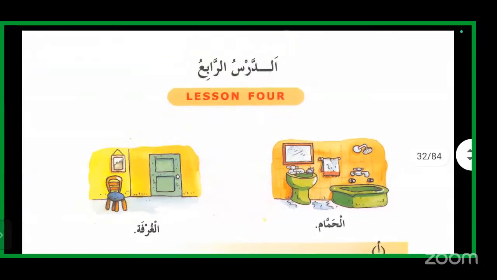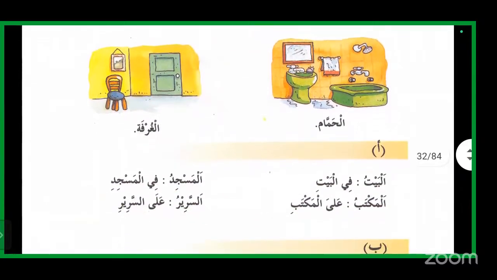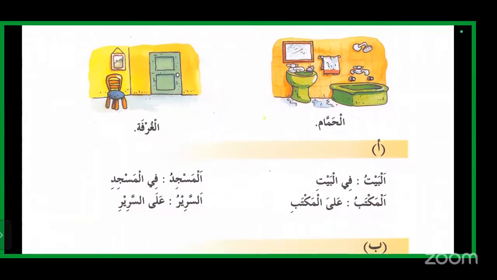Al-Hammam, the bathroom. Al-Ghurfa, the room. Correct. Al-Baytu, the house. Fil Bayti, in the house. Al-Maktabu, the desk. على المكتب, on the desk. Read the full word. على المكتب, on the desk.